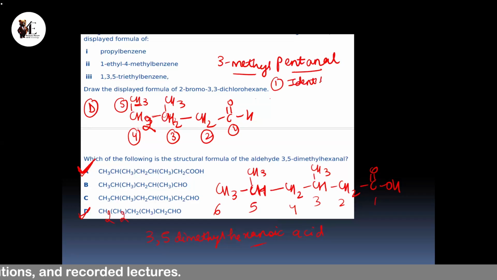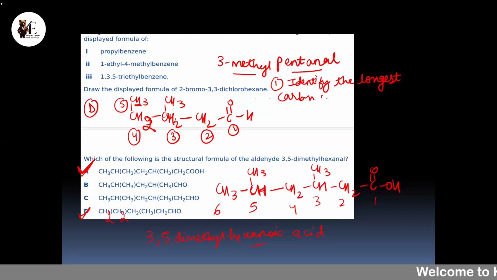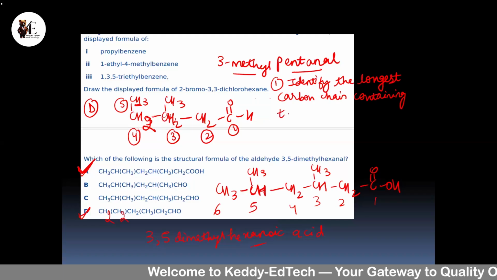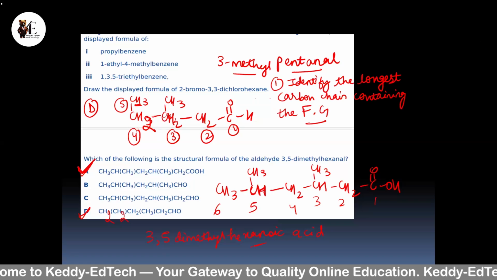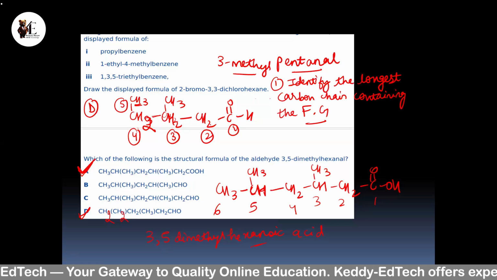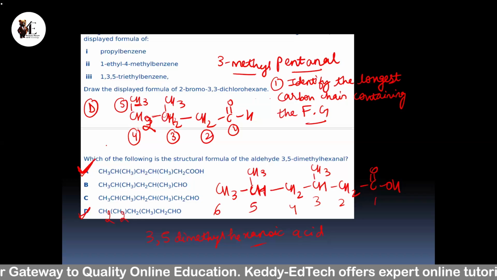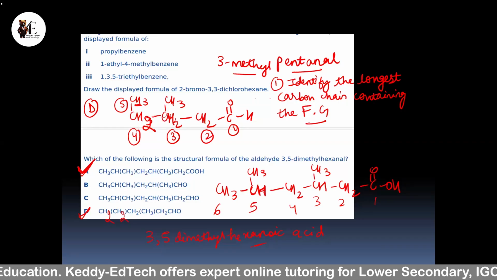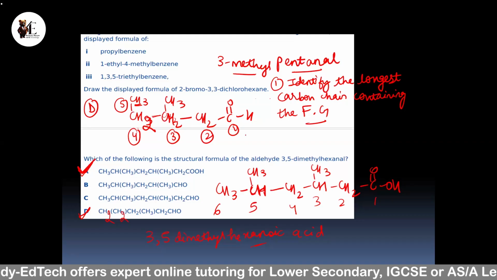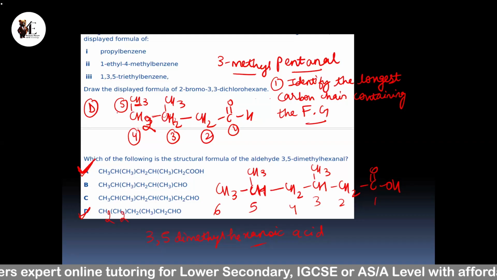the longest carbon chain. Identify the longest carbon chain containing the functional group. The functional group should be there in the carbon chain which you are selecting. So in the D part, the longest carbon chain is of 5 carbon atoms. But it should be in continuity. For example, this is in continuity.